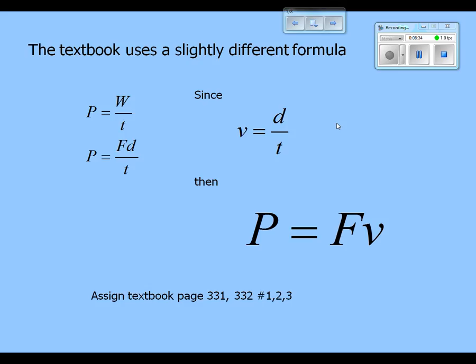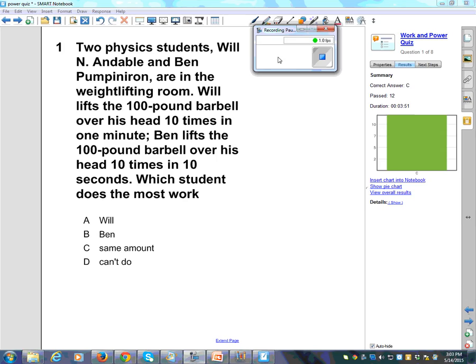There are some textbook questions that you can do if you wish. Those ones will take advantage of that formula there, so just be aware. How about we do a little clicker quiz? It'll be question number 1. Yay, everyone got it right.